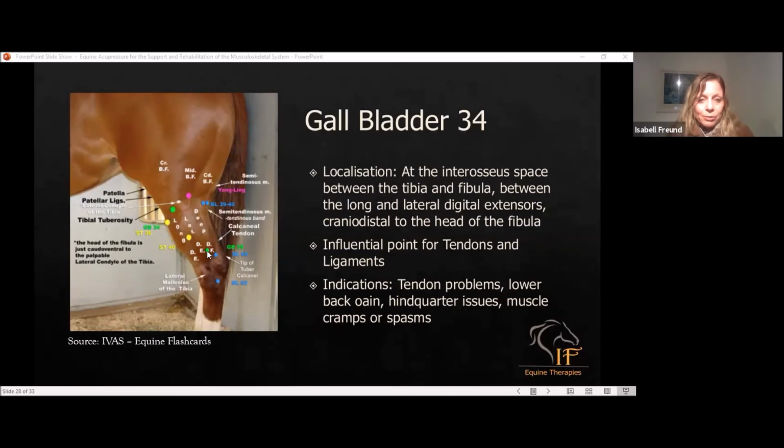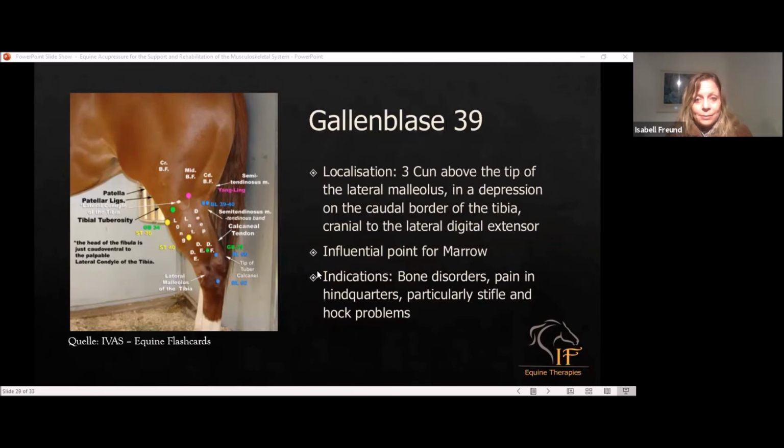And we also will look at another one on the gallbladder meridian, which is gallbladder 39. And this is the influential point for marrow. Even though it is a point on the gallbladder meridian, and we have spoken about tendons and ligaments in that regard, because this point is the influential point for marrow, you can very well use it for any bone problems, in addition to, for example, bladder 11 or bladder 23. And as a local point, it's a good point to work with for any hindquarter issues, but also, of course, hock problems and stifle issues.